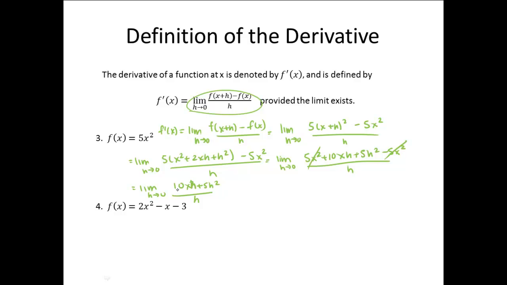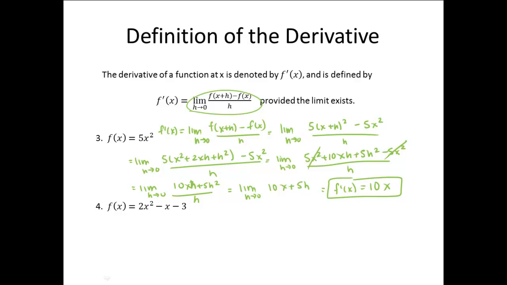Okay, and I can take an h out of everything, and I'm left with the limit as h approaches 0 of 10x plus 5h. Now I can substitute in a 0 for h, and I will end up with f prime of x equals 10x.